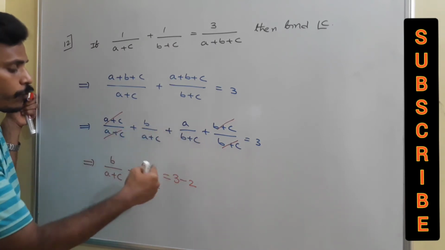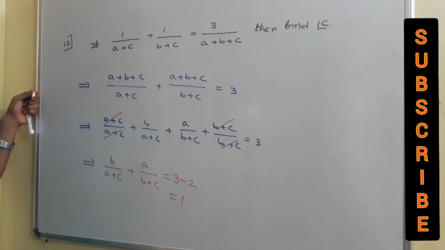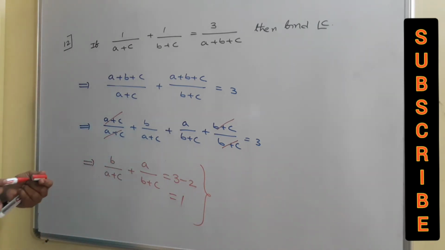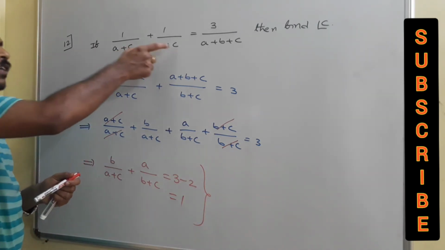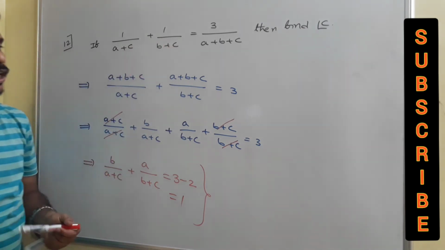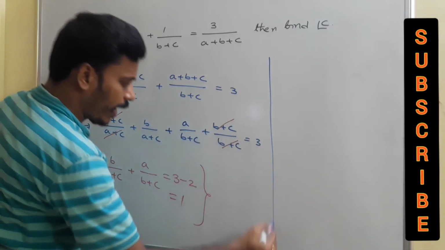This is 1 and 1 if you send that side. And it becomes like what? How much is it? 1. So b by a plus c plus a by b plus c is equal to 1. Okay? From this given statement, we generated this, and from there onwards we need to find angle C.